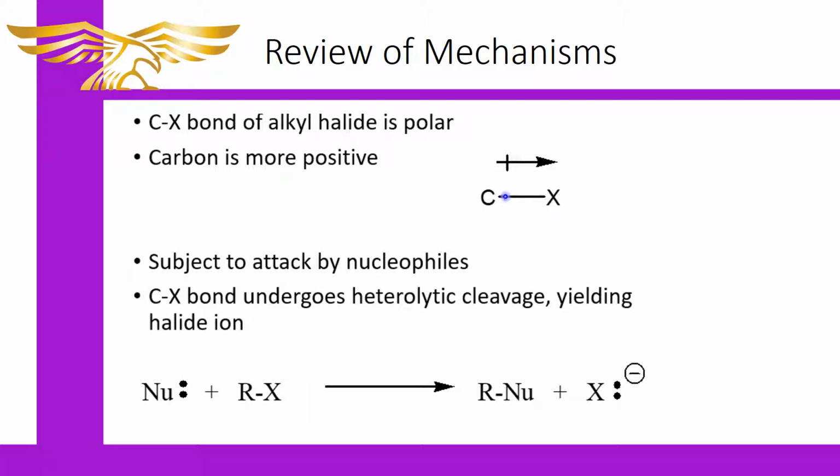This dipole moment that's created is subject to being attacked by nucleophiles, which have a lone pair that they present as being able to interact with this species. In some cases, this will undergo heterolytic cleavage, yielding the halide ion. Again, this depends on the specific mechanism. This can be somewhat of a generalization when we say it such as this.